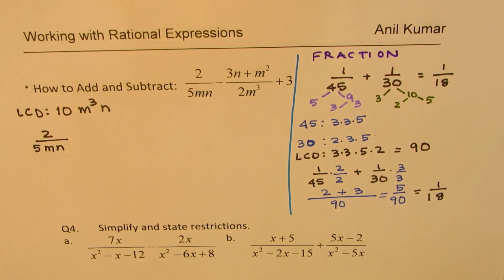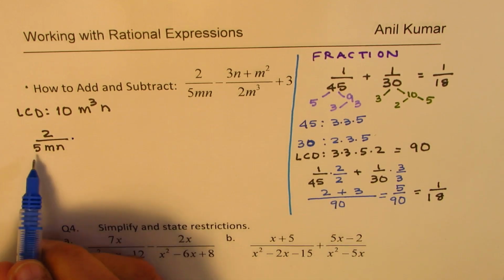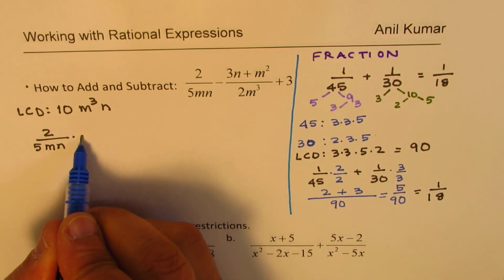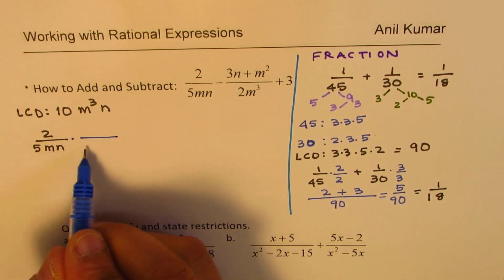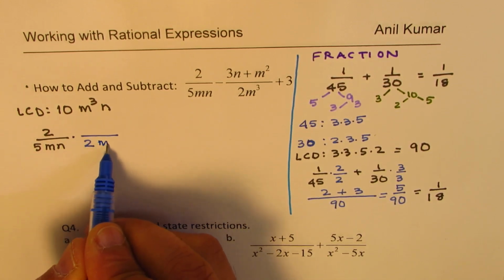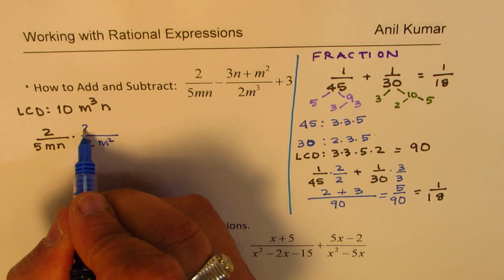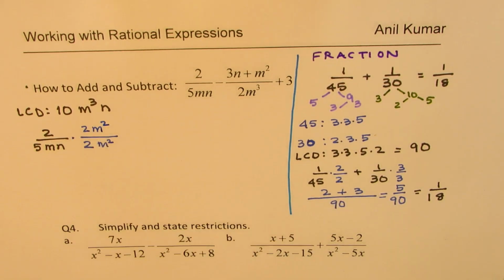To make it 10, what will I do? Well, we have to multiply the denominator by 2, right? So we're talking about the denominator first. We multiply this by 2, we get 10m by m square. So these are the 2 terms which we consider. So we have to multiply by the same thing also, right? Does it make sense to you?